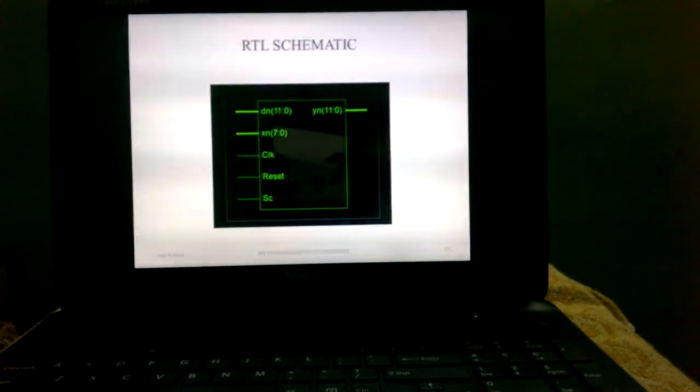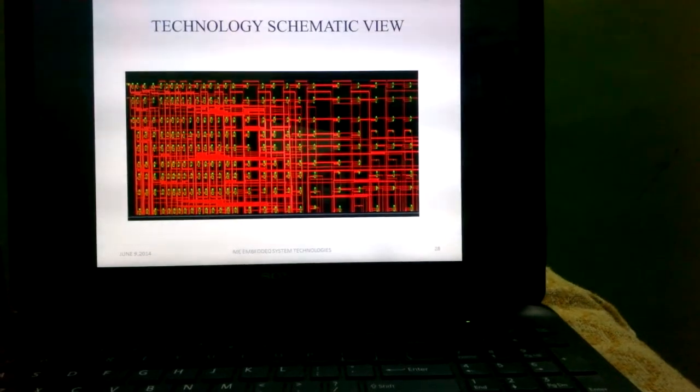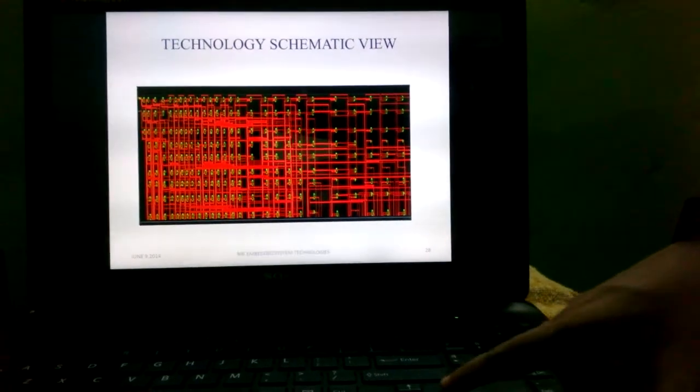This is the RTL schematic which is obtained for my proposed FIR filter design. This is a continuation of that. This is the technology schematic view of my proposed system.